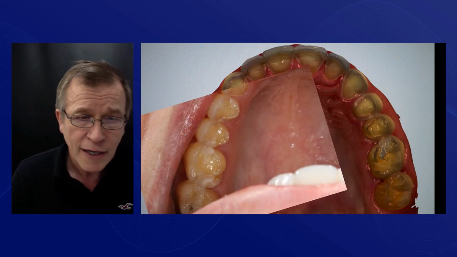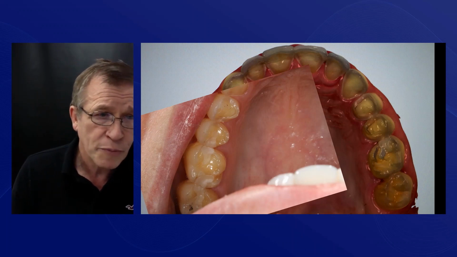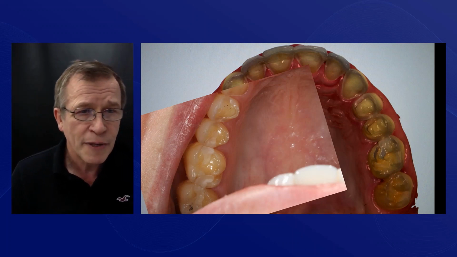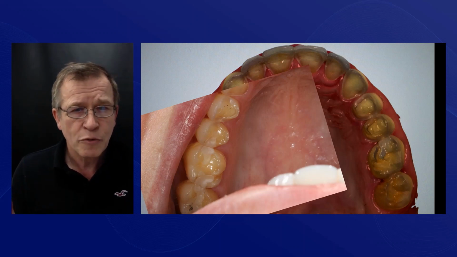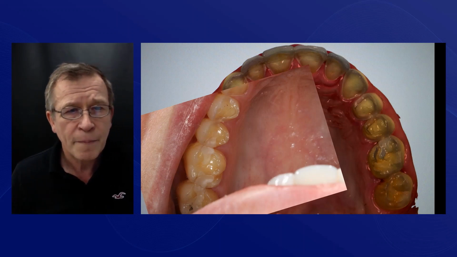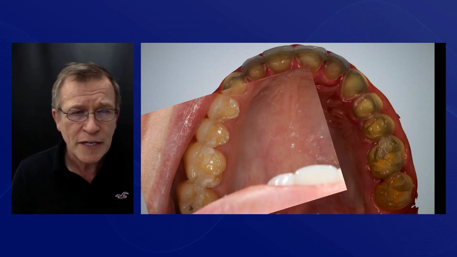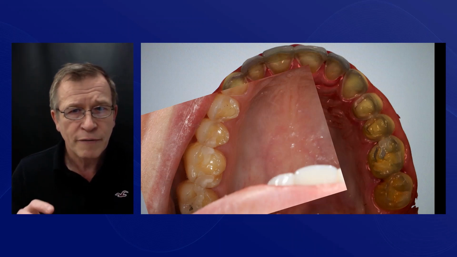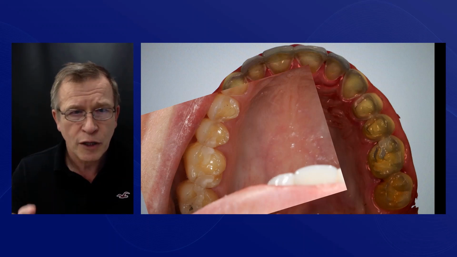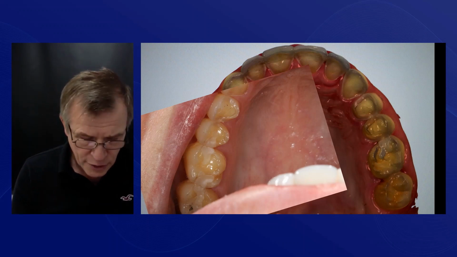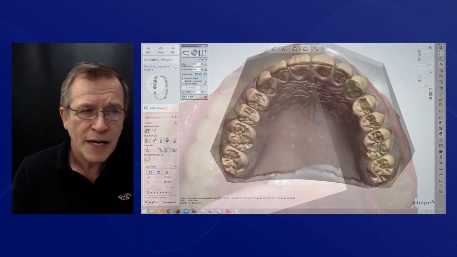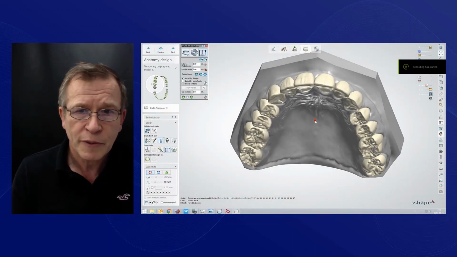The easiest way to do this is to find your first point of contact, mark it with articulating paper, and then scan the patient. And those marks will show up on the scan. And it makes it super, super easy to make sure that we have got the lower arch located correctly to the upper arch. Massive improvements on where we were in the analog world.